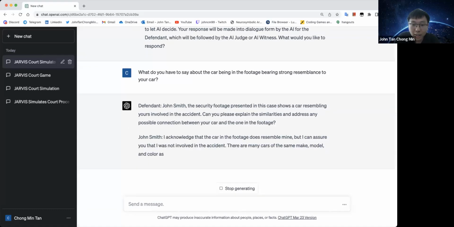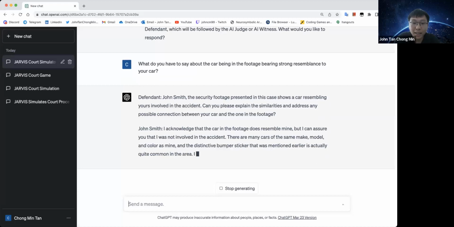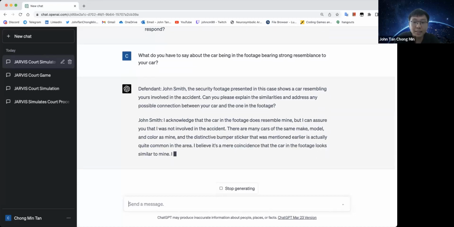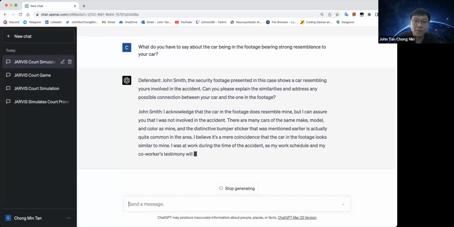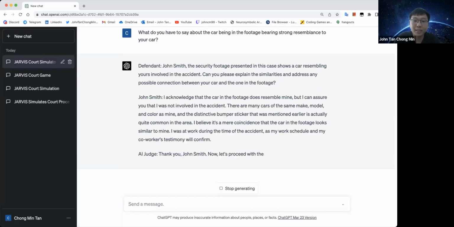I acknowledge that the car in the footage does resemble mine, but I can assure you that I was not involved in the accident. There are many cars of the same make, model, and color.